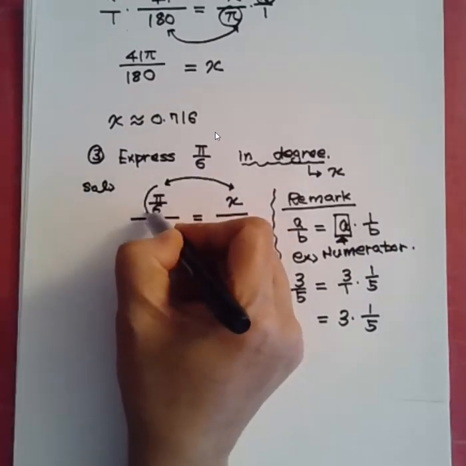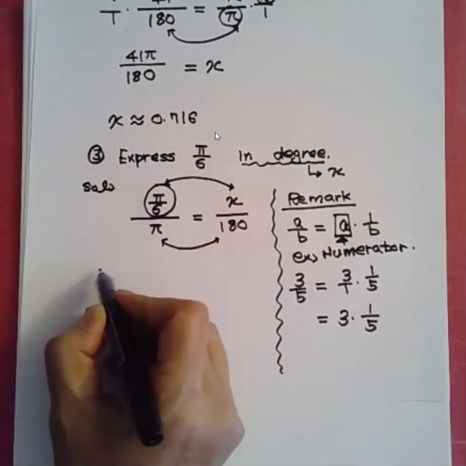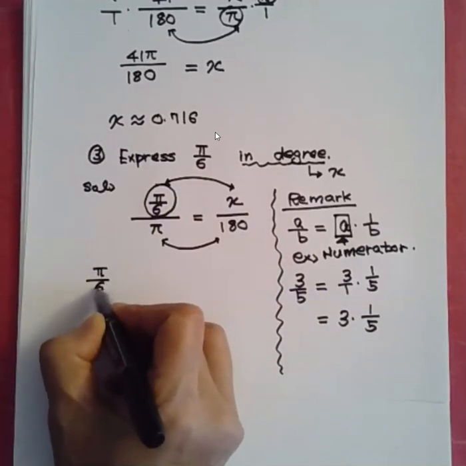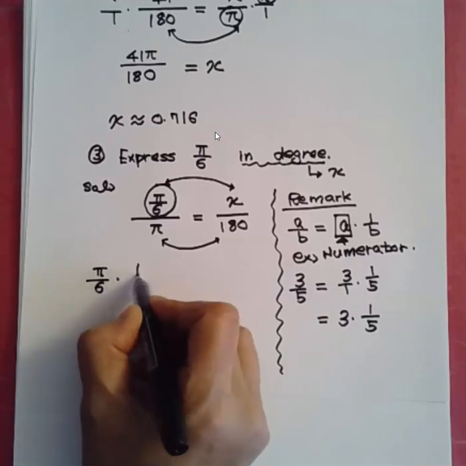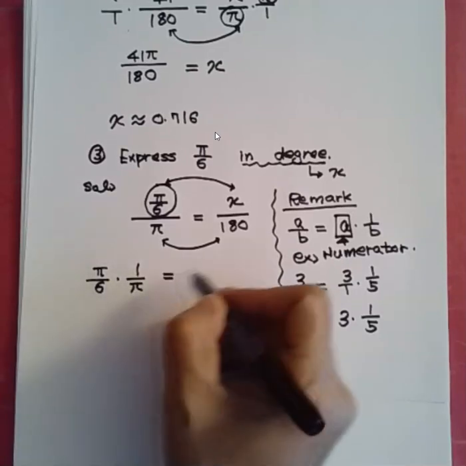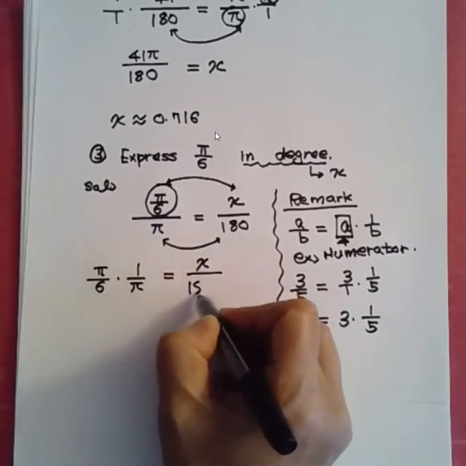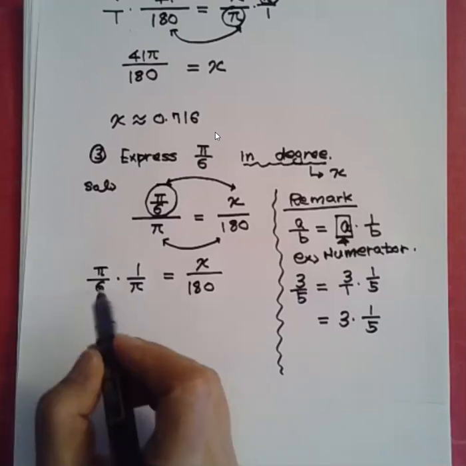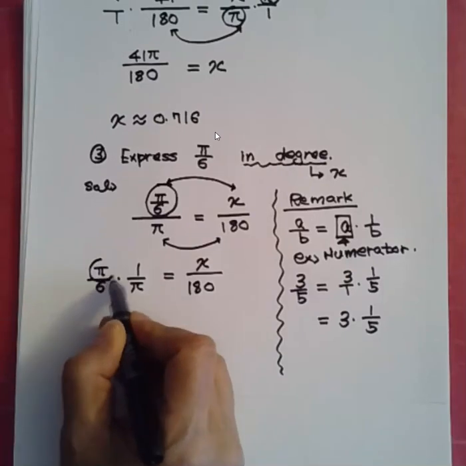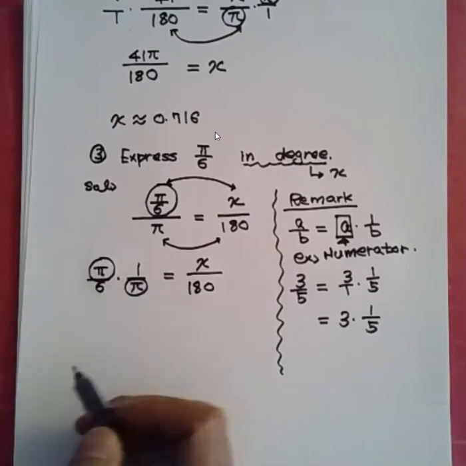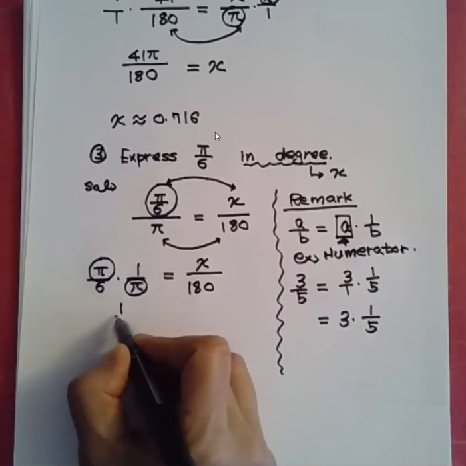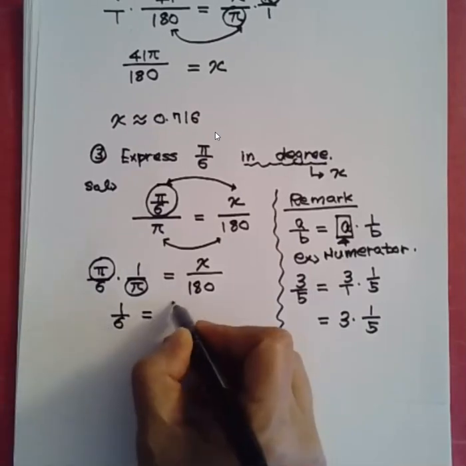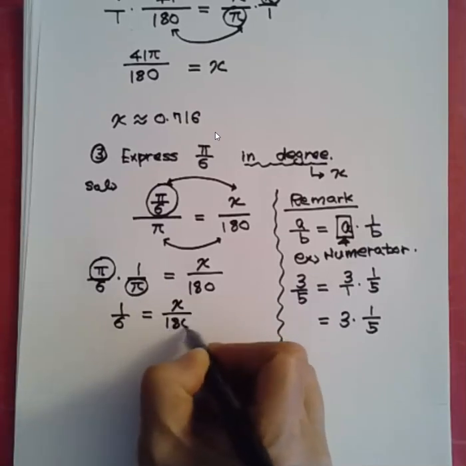On the left side, the numerator is pi over 6. So we write pi over 6 and multiply that to 1 over pi. That equals x over 180. By converting the expression like this, we can see things clearer. We can see that this pi and this pi will cancel each other. On the left side, we have 1 over 6. On the right side, we have x over 180.